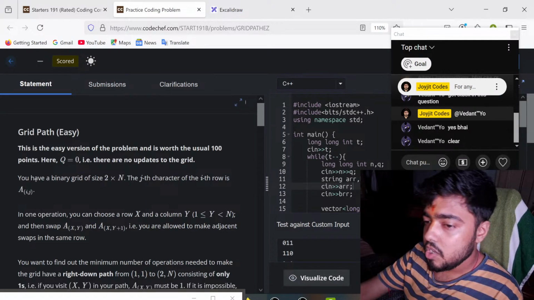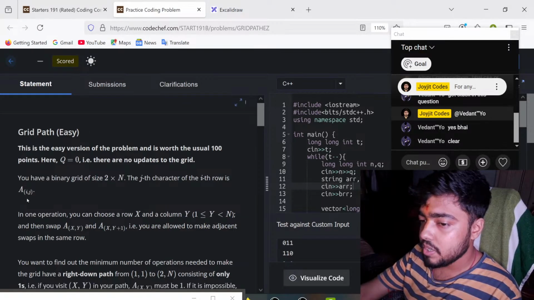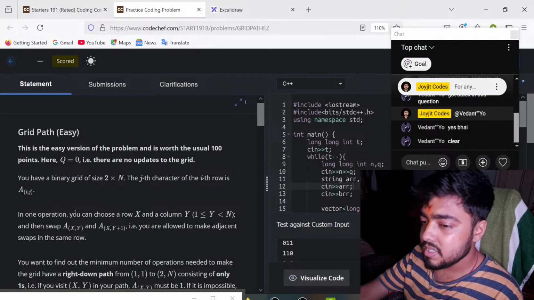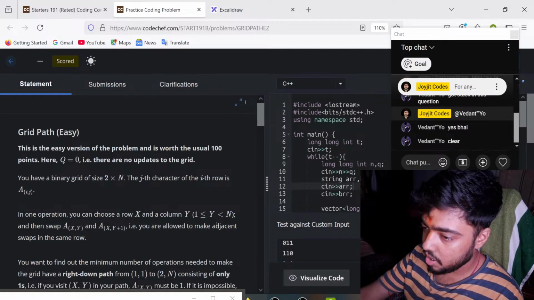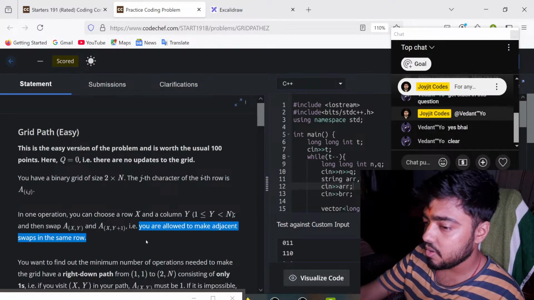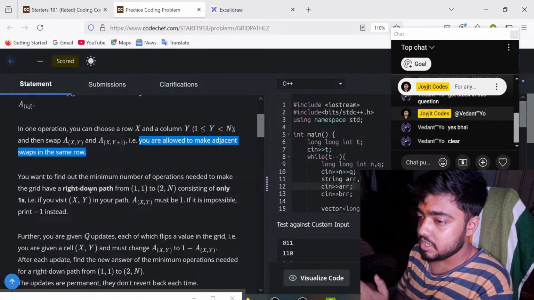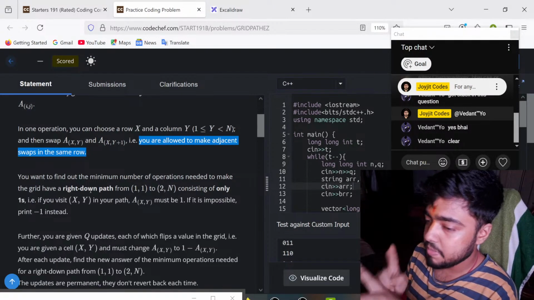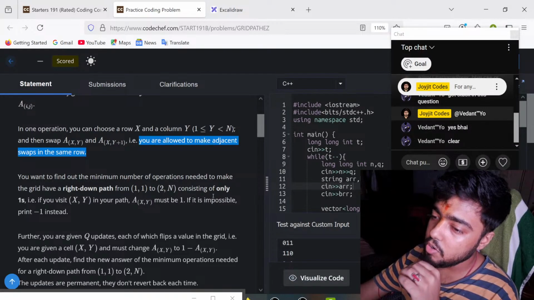You have a binary grid of size 2 by n. The jth character of the ith row is a(i, j). In one operation, you can choose a row and x, that is, you can swap a(x, y) and a(x, y+1). That is, you are allowed to make adjacent swaps in the same row. This is the most important thing. You are allowed to make adjacent swaps in the same row. You have to find the minimum number of operations, that is, the minimum number of swaps, that you need to do to have a valid path from (1,1) to (2,n).